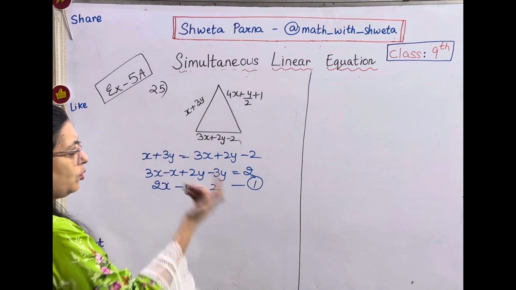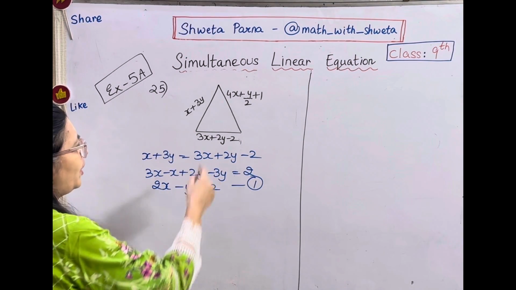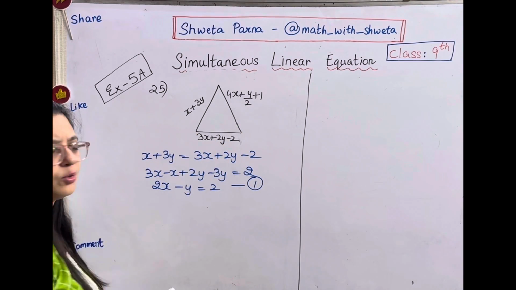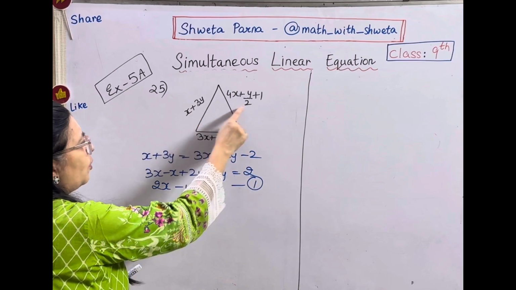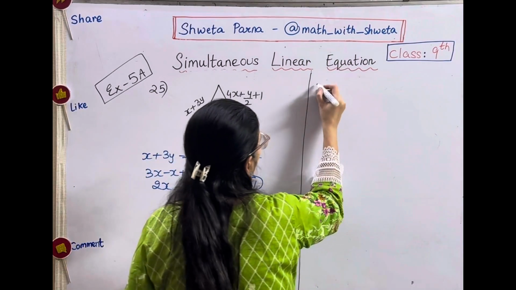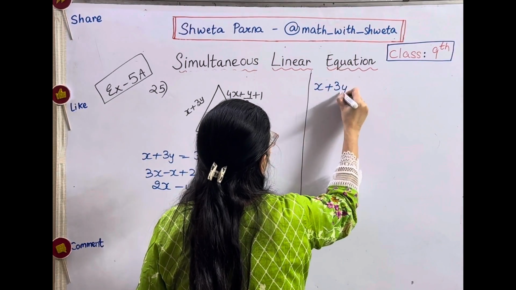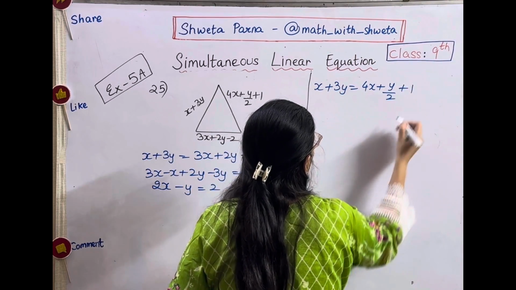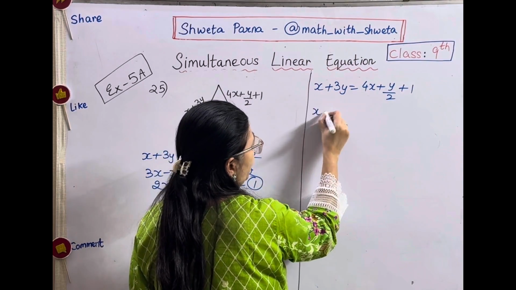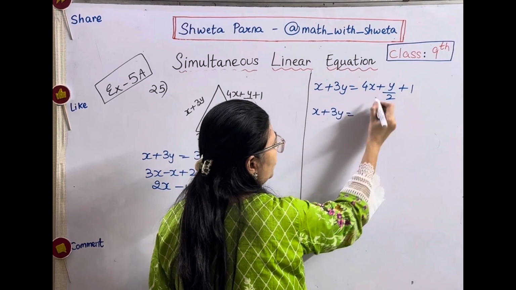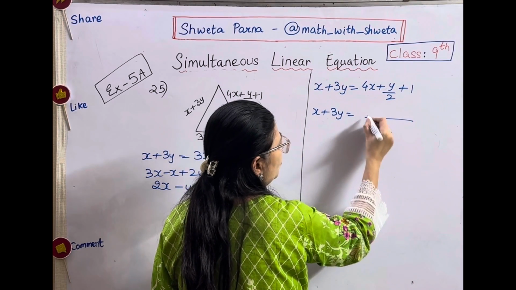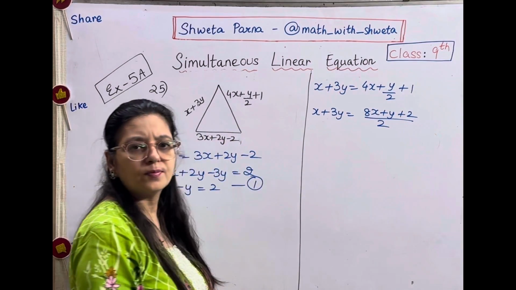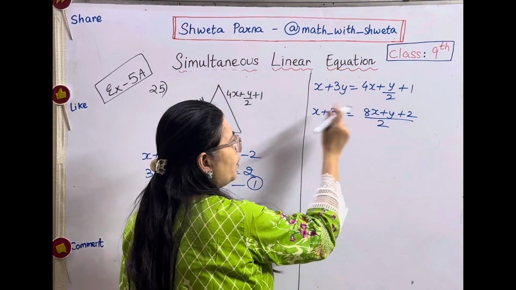Now let's go to the next one. Now how will you find the second equation? Take any two. Either you want to take these two or you want to take these two. It's up to you. So I will go for these two. So x plus 3y is equal to 4x plus y upon 2 plus 1. So x plus 3y is equal to, take the LCM. LCM is 2. 8x plus y plus 2. Now this 2 you will bring to the other side.